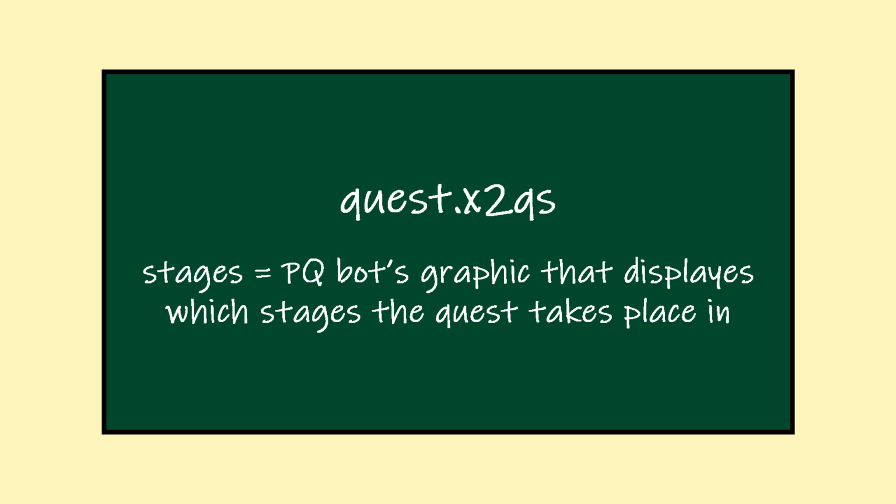Stages is a graphic that will show which stages the quest takes place in when viewing the quest via the PQ bot. Despite seemingly supporting 16 stage IDs, in reality only up to 4 will actually show up on the PQ bot screen. For this quest we can leave it as is.